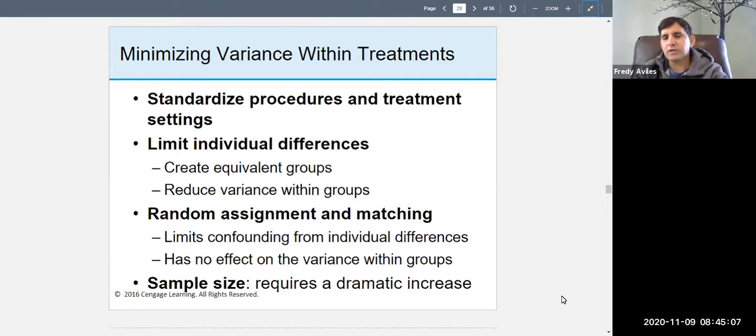Sample size, you can increase the sample size. The more people you have in your experiment, the more likely it is that if there is a real difference between the treatment and control group, you are to find it. Something happens when you increase the sample size: your variance and your standard deviation actually decrease. Let me give you an example of how that works.